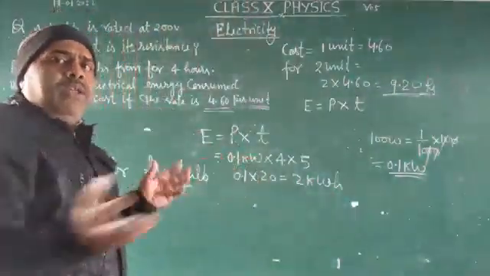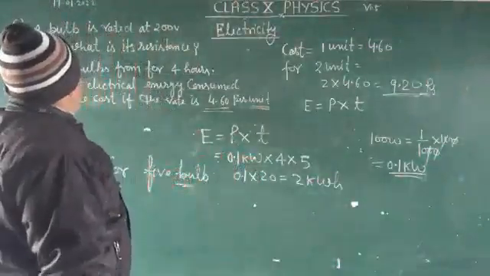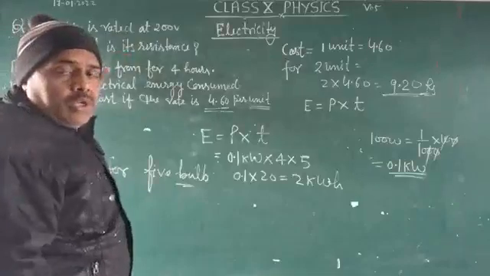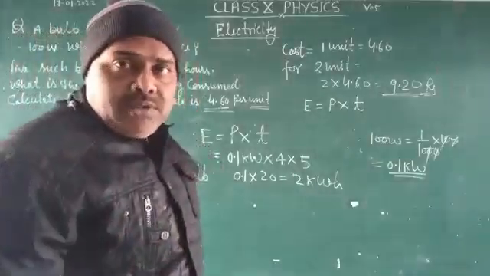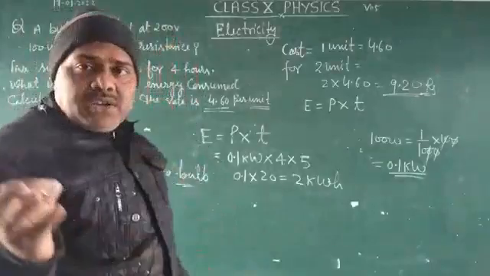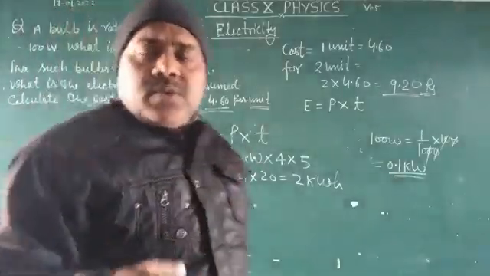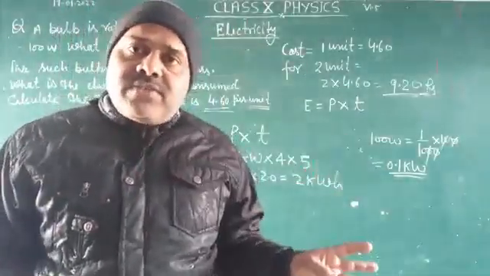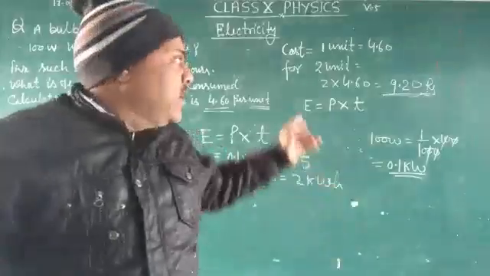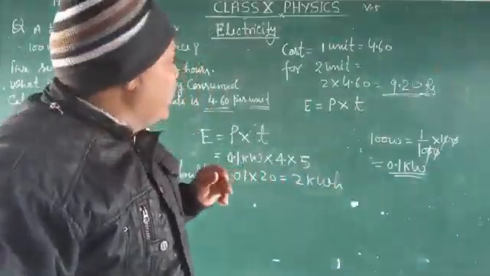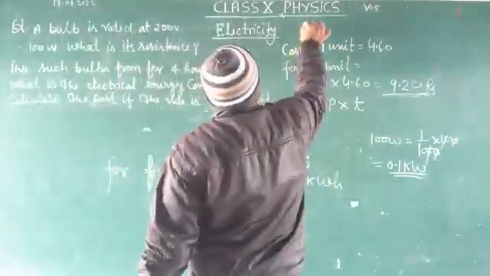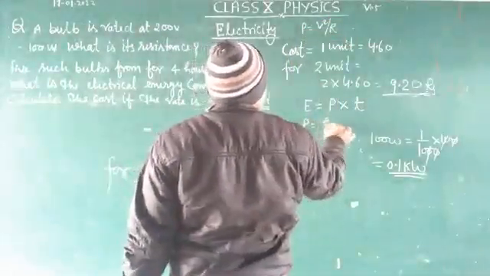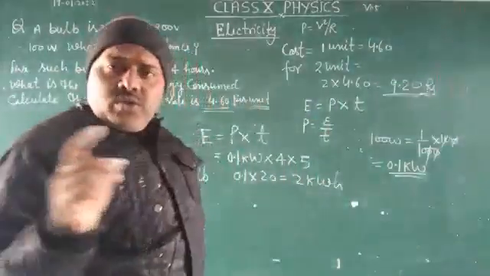Dear student, there is a very easy way. First of all, the question is given: a bulb is rated at 200 volt, 100 watt. So 200 volt is the electric potential, and 100 watt is the electric power. And we know some relations of electric power which are related with the resistance, the electric potential and consumed energy. So we should write the relations of electric power: P is equal to V square upon R, P is equal to E upon T, P is equal to V into I.